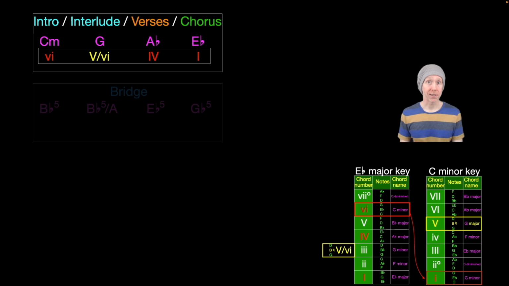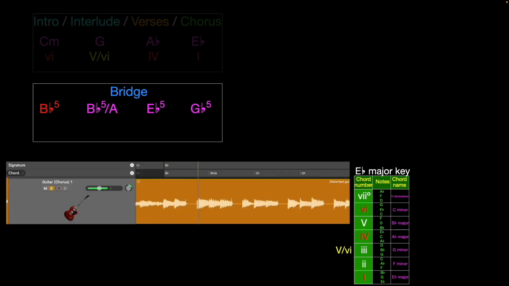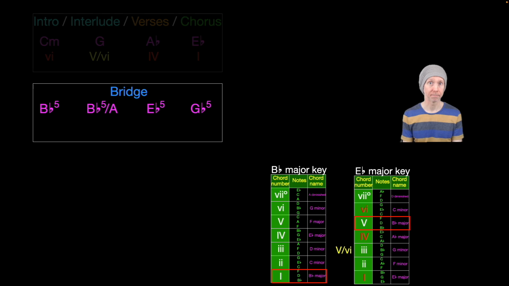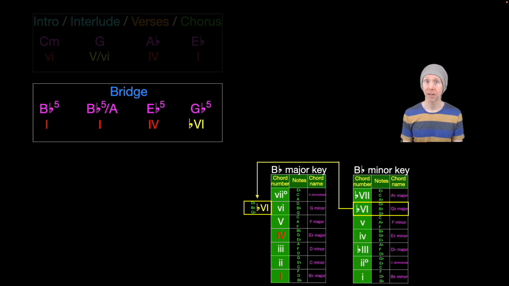We'll come back to this main progression, but let's shift our attention to the bridge progression for a moment. Here, the song changes to the dominant of the E flat major key, B flat major, and it uses chords 1, 4, and this flat 6 chord, which has been borrowed from the parallel minor key, B flat minor.